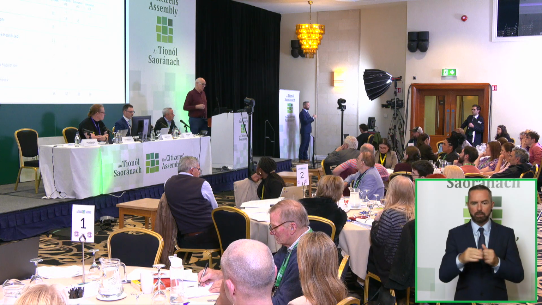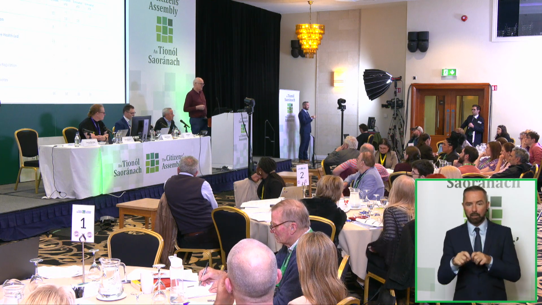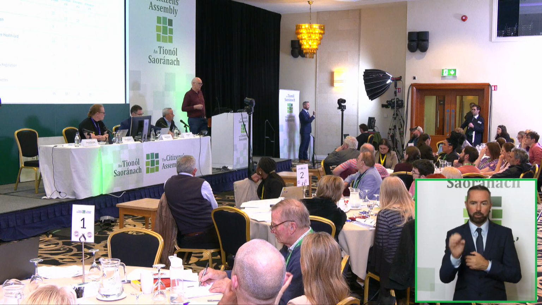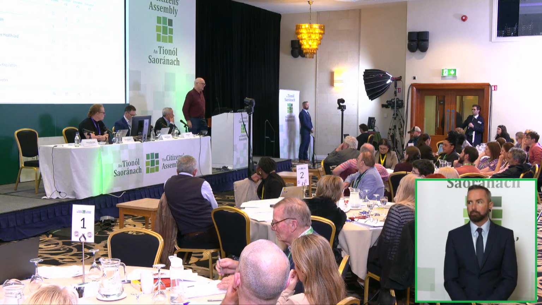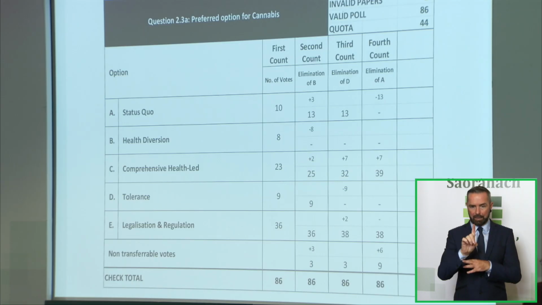At that stage, we still don't have a quota. Option E at that stage has 36 votes, which is the highest, but it's still short of the 44. We therefore take the 9 votes that option D has, which is now the lowest, and we divide those up on the third count. And of those 9, C got 7 and E got 2. At that stage, we're left with a 13, a 32 and a 38.